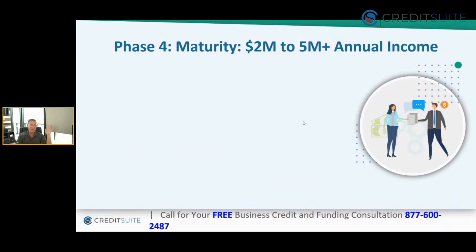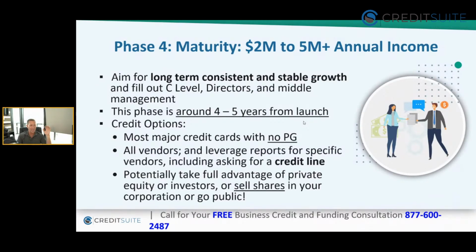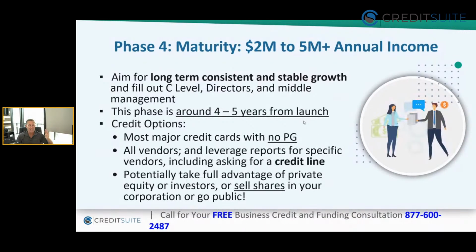Phase 4, maturity. Now you're making millions in the business. And at this point, we're looking at the most advanced vendors. We're looking at equity investors. We're looking to exit in the next phase as well. So in the next phase, we're looking at making it easier to get term loans, easier to get SBA loans. We've got more people at this phase that want to come in and buy the business that we built, right? In this phase, we've got people that come in that actually want to give us money.